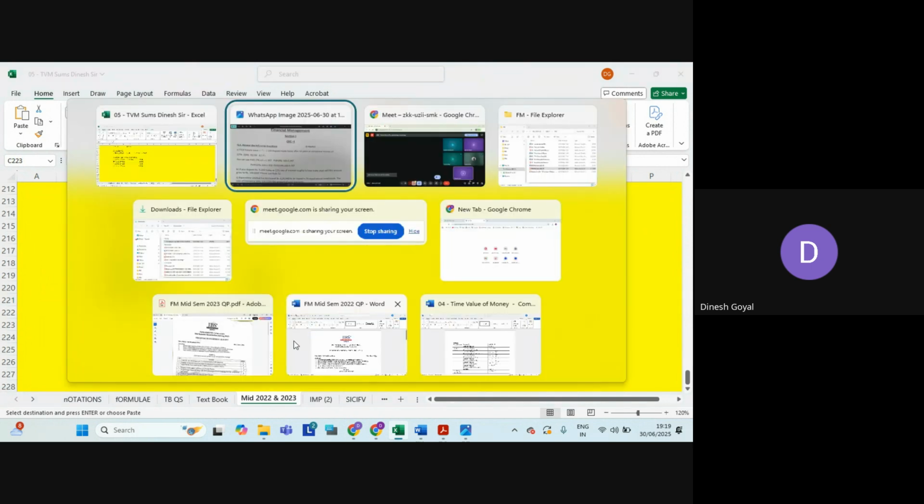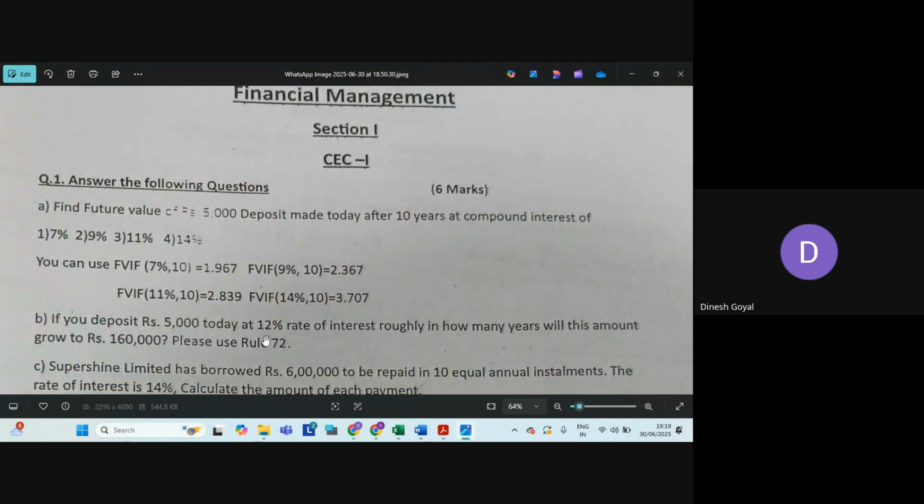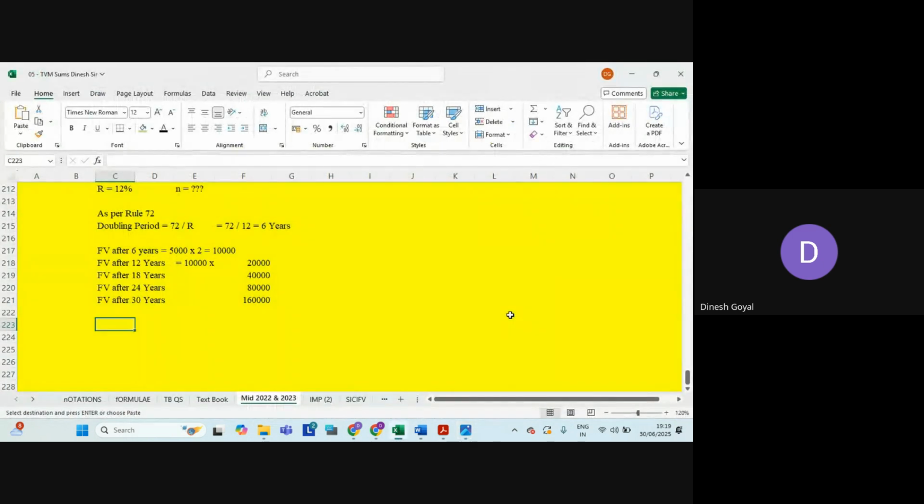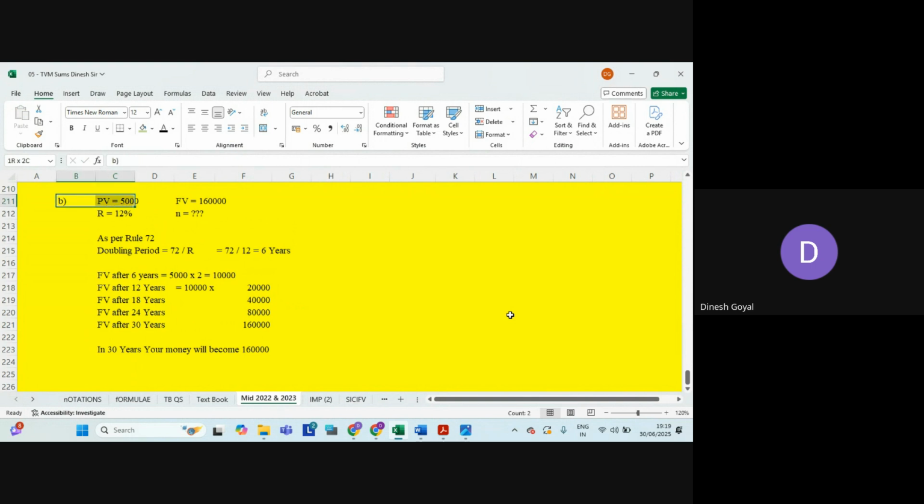What they have asked is how many years? So in 30 years. This was a textbook question. In that way, we have to continuously add until we reach that future value. First you have to find the doubling period. This question we have already discussed; it was from the textbook only.